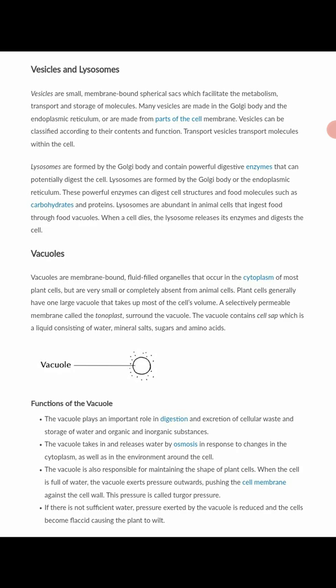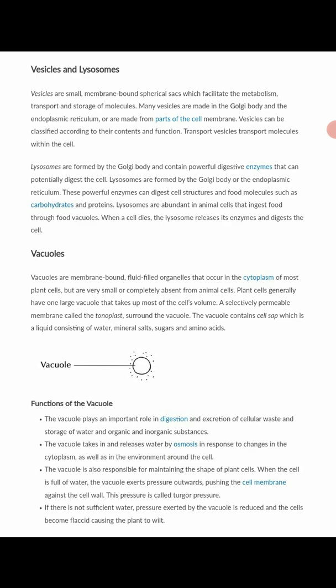So what are the functions of the vacuole? The vacuole plays an important role in digestion and excretion of cellular waste and storage of water and organic and inorganic substances. So they play an important role in digestion, in excretion, and in storage of water, organic substances, and inorganic substances.